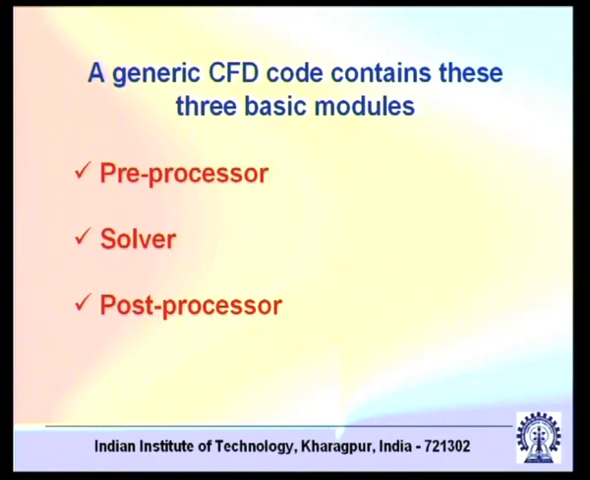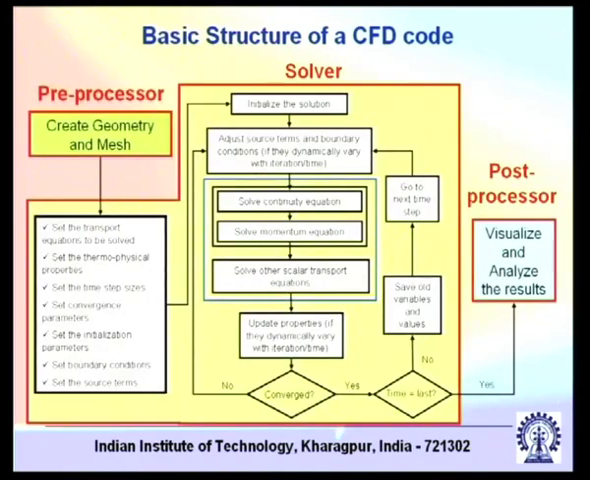A generic CFD code contains three basic modules. One is a preprocessor, another is a solver and another is a post processor. So let us go through the basic structure of a CFD code. Many times we are abstracted of this basic structure when you are using a code, because you are only using the user interface. But if you consider the preprocessor, the preprocessor has different functionalities.